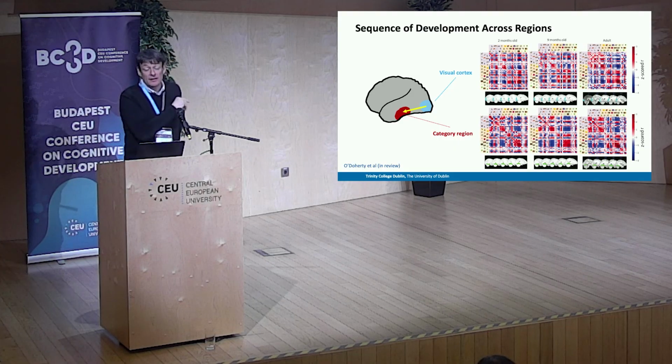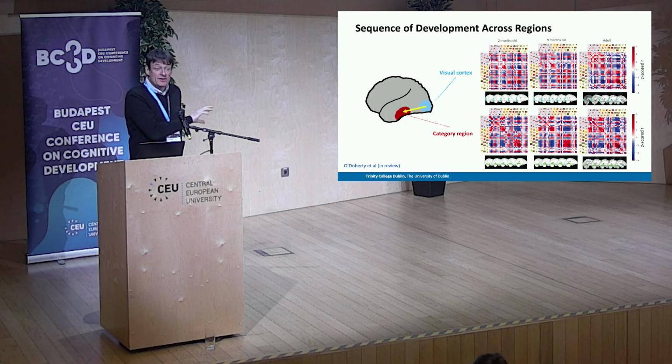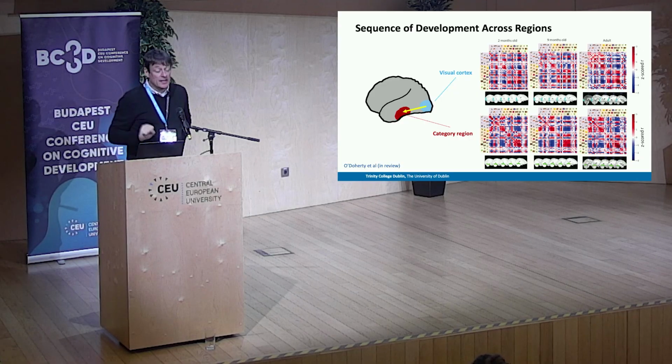On the bottom here, I'm showing you the results I've already shown you. You can see this category region, it's really mature. But if you look at the top 3 panels here, things are much less developed. They're less well developed in the 2-month-old infants in this visual region. So it actually seems that the higher visual regions are more developed than the earlier ones.